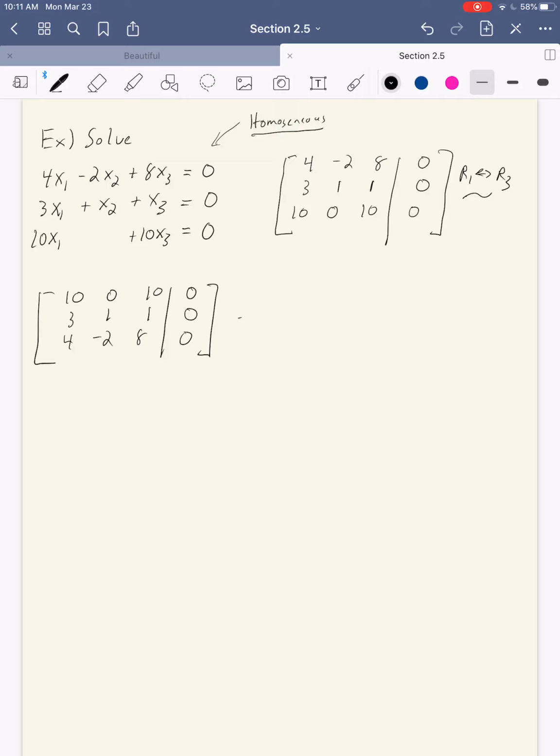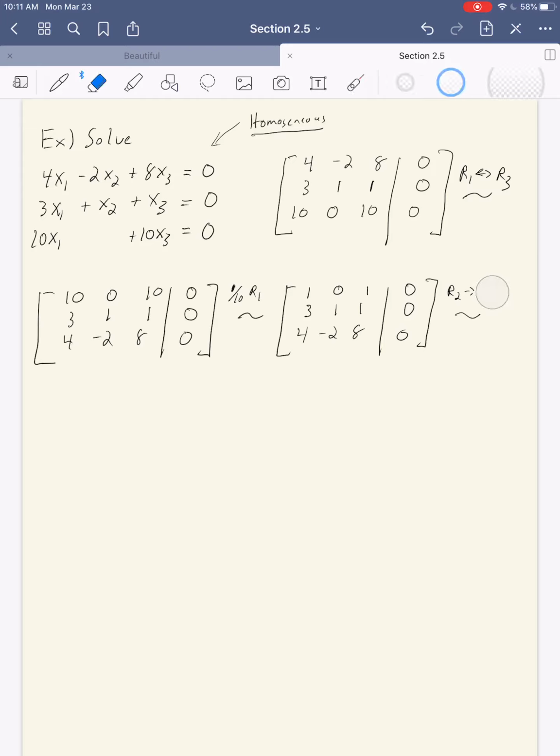All right, then we go ahead and take 1/10 of row 1. So we can get that to be 1, 0, 1, 0, 3, 1, 1, 0, and 4, negative 2, 8, 0. Okay, now we've got that pivot position 1, so we'll use that to clear out stuff below. We're going to take R2 and replace it with R2 minus 3R1. And we'll take R3 and replace it with R3 minus 4 row 1.